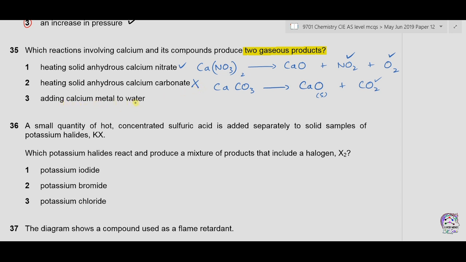Third is adding calcium metal to water. Now calcium reacts with water to form calcium hydroxide, and this is a very slow reaction along with the production of hydrogen gas. So only one gaseous product is there, so therefore this is also incorrect. So only one option is correct, so therefore answer is D.